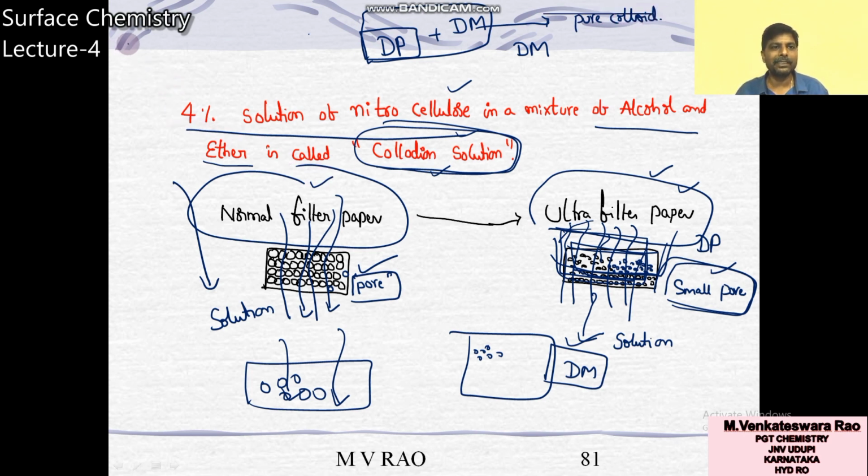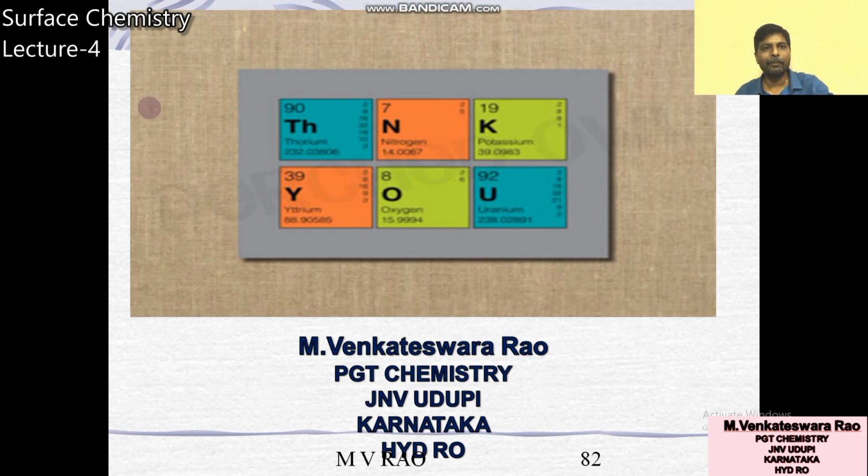So three methods of purification: dialysis, electrodialysis and ultrafiltration. So this is about preparation of colloids and purification of colloids. In the next class, I will explain about properties of colloids.